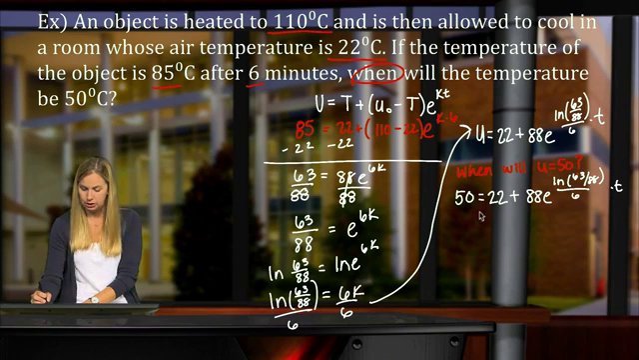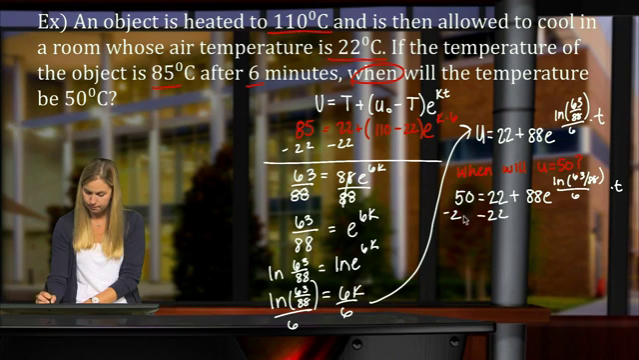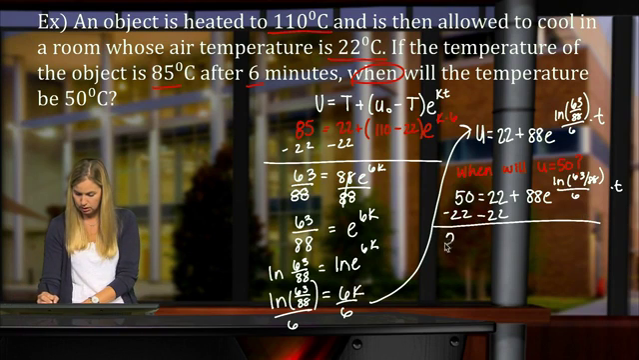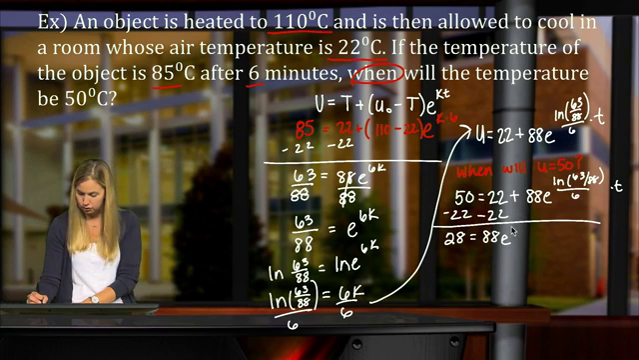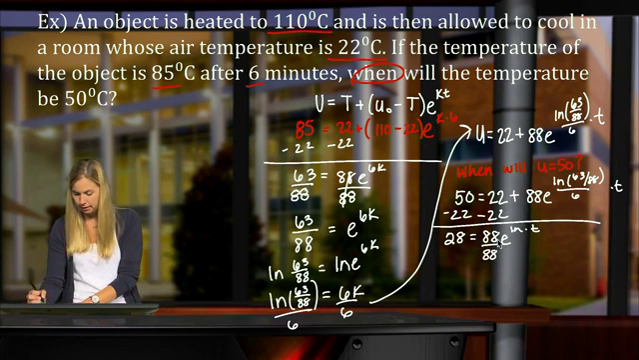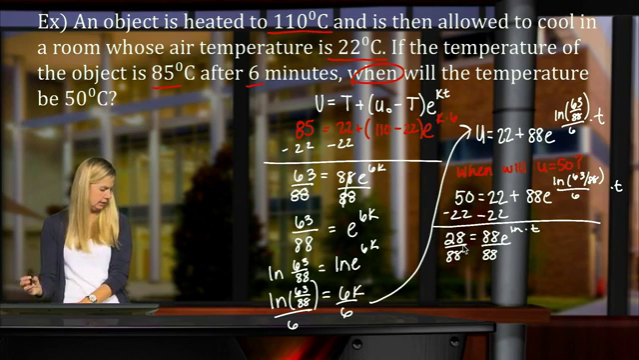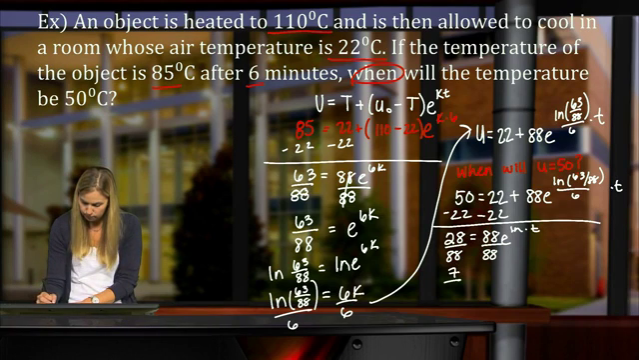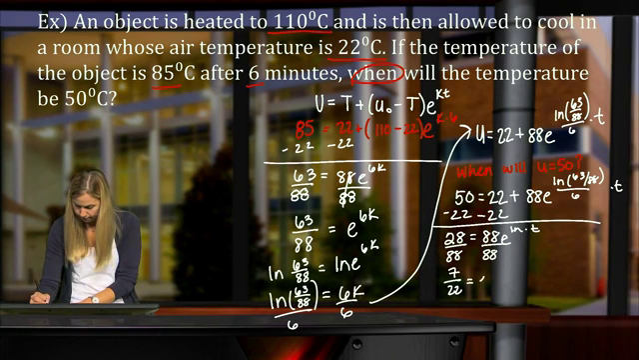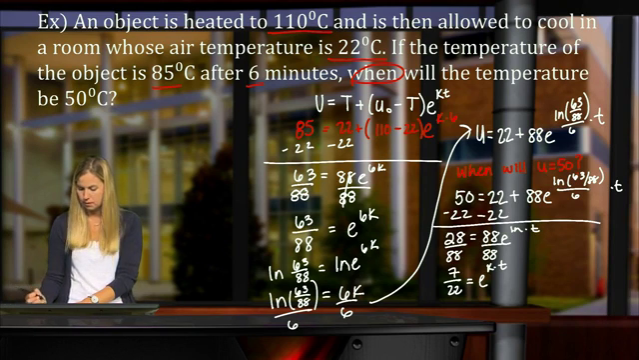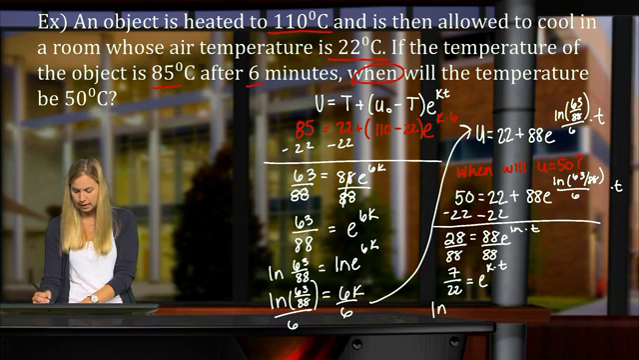Start by subtracting 22 from both sides. 28 equals 88 e to this natural log, I'm just going to put that up there, times t. Divide both sides by 88. 28 over 88, I think we'll simplify. Yeah, it's 7 over 22. And now we'll take the natural log of both sides.